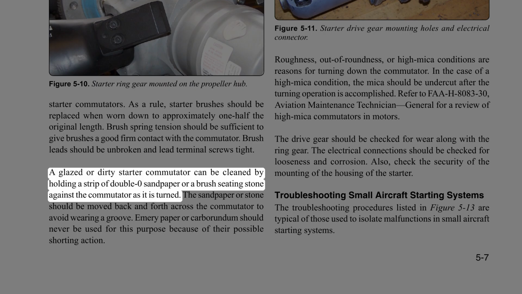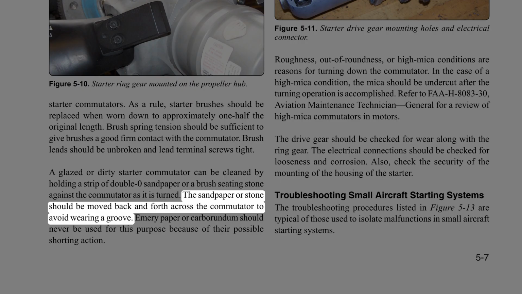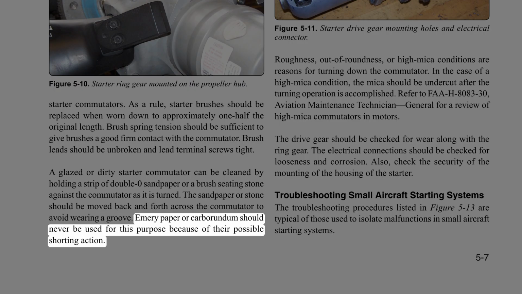A glazed or dirty starter commutator can be cleaned by holding a strip of double-0 sandpaper or a brush seating stone against the commutator as it is turned. The sandpaper or stone should be moved back and forth across the commutator to avoid wearing a groove. Emery paper or carborundum should never be used for this purpose because of their possible shorting action.